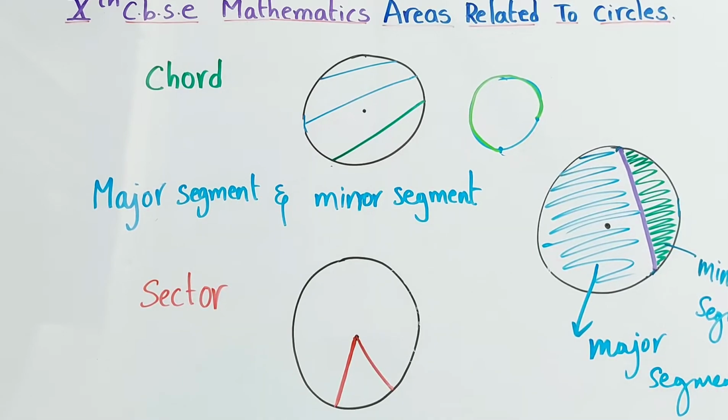Right children? Now sector. A sector is a part of a circle made of the arc of a circle. See children? From here to here, this is one arc made of the arc of the circle along with its two radius. From here to here, this is one radius and this is one radius. Right children? So this portion is called sector. If it is by minor arc, then it is called minor sector.